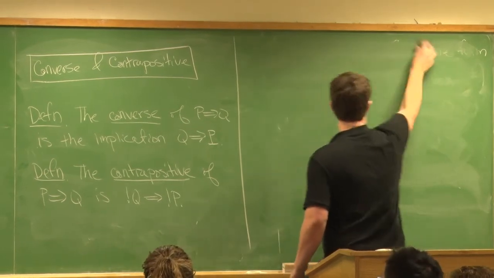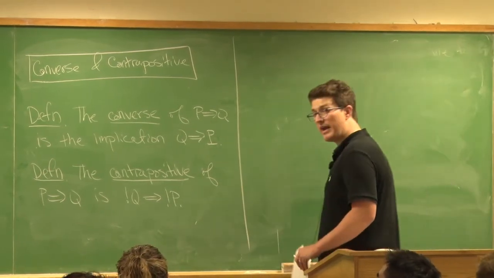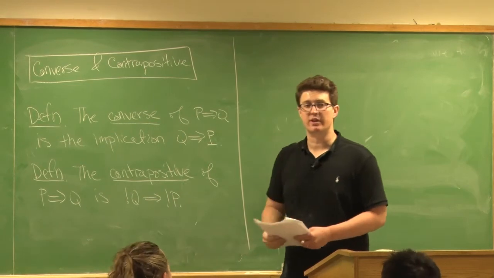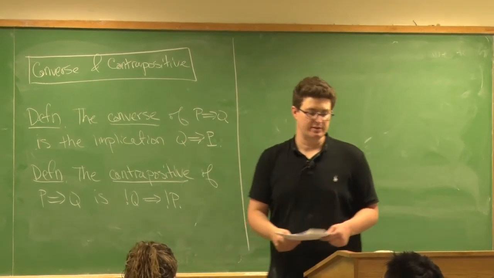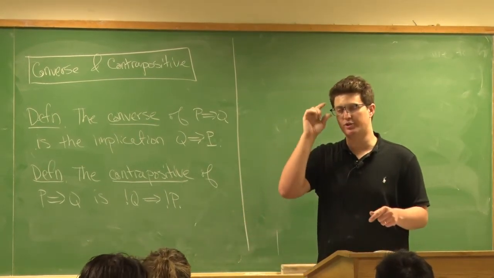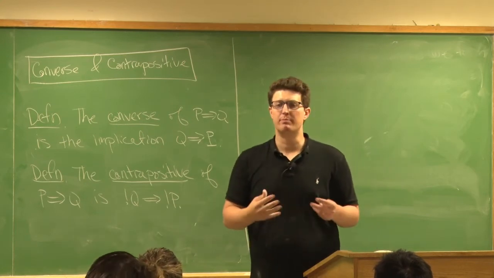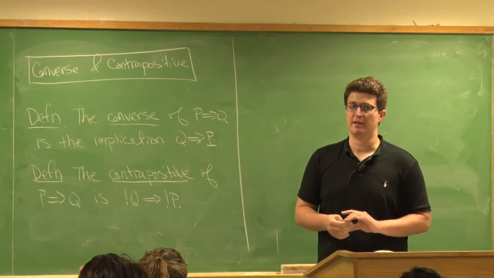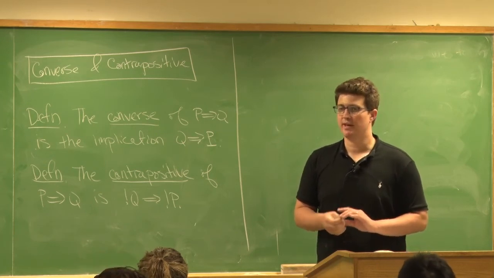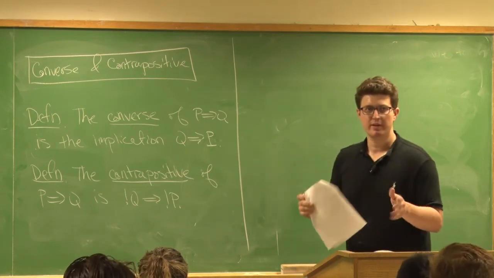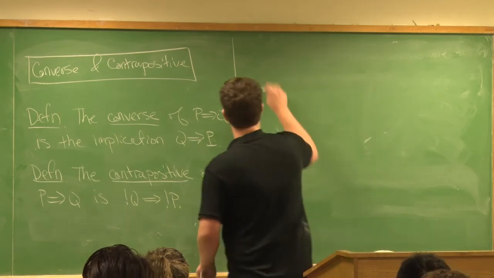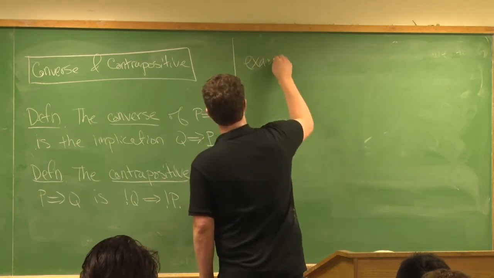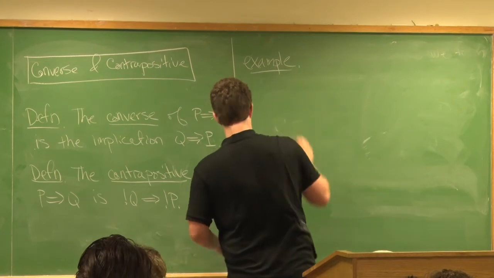So the contrapositive is equivalent to the implied. Yeah, so we were going to use the contrapositive a lot. Sometimes we want to prove P implies Q, and it'll be useful to think about it as not Q implies not P, as you'll see. Let me give you an example to solidify what I'm saying.